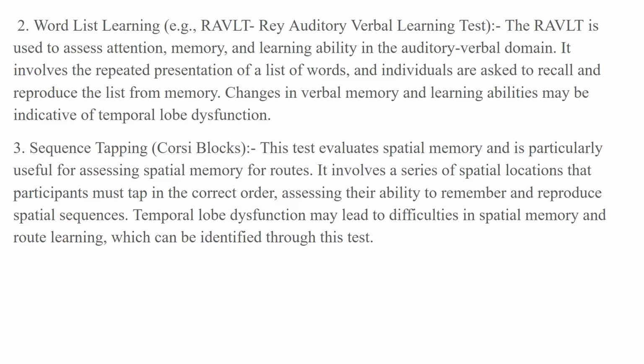It involves repeated presentation of a list of words, and individuals are asked to recall and reproduce the list from memory. Changes in verbal memory and learning abilities may be indicative of temporal lobe dysfunction. Then sequence tapping, or we can say Corsi blocks. This evaluates spatial memory and is particularly useful for assessing spatial memory for routes.